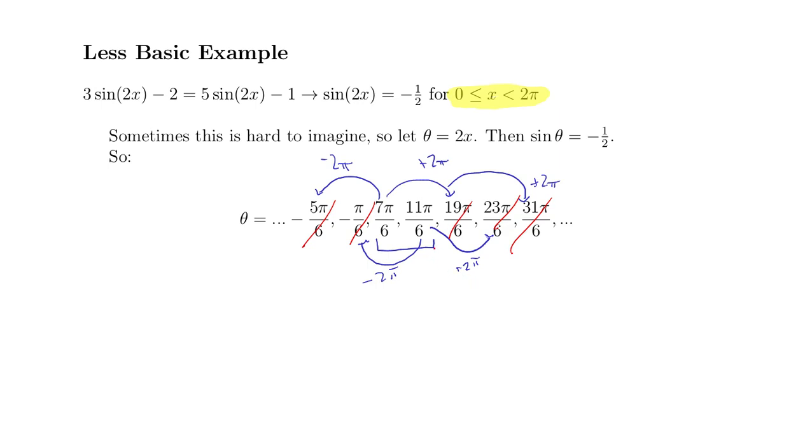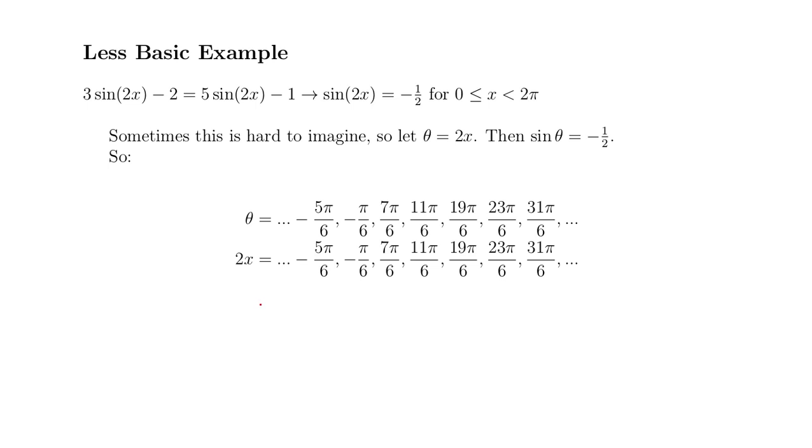The problem with this is that these are values for theta, and we want x to be in between 0 and 2 pi. So we should go back and say, well, theta is going to keep those things, but x might be something different. So I'm just going to use this little substitution again. Let's just write this with 2x instead. So this is what this looks like.